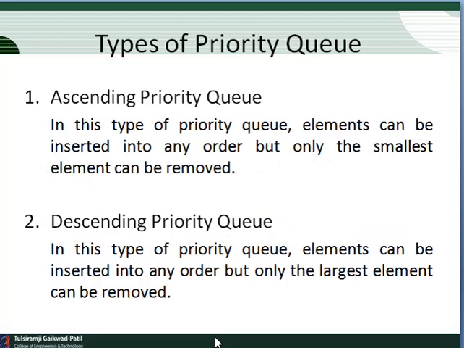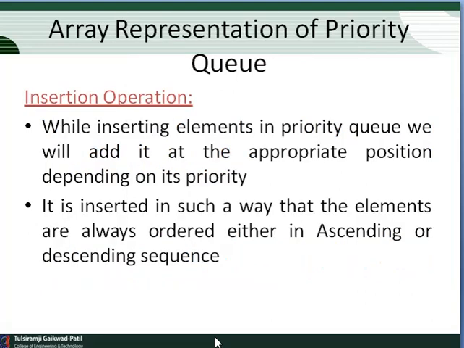Then the various types of priority queues are the ascending priority queue and the descending priority queue. In the ascending priority queue, elements can be inserted in any order, but only the smallest element can be removed. There is another type of priority queue, the descending priority queue. In this type, the elements can be inserted in any order, but only the largest element can be removed from that queue.